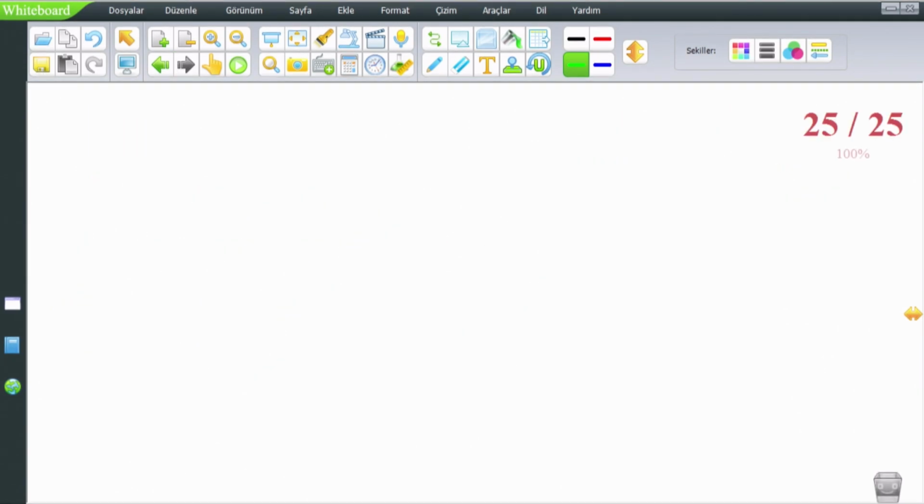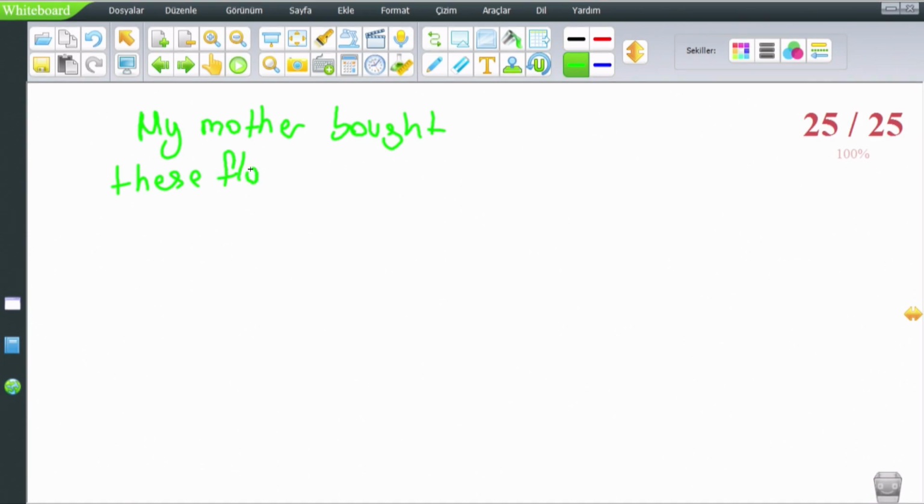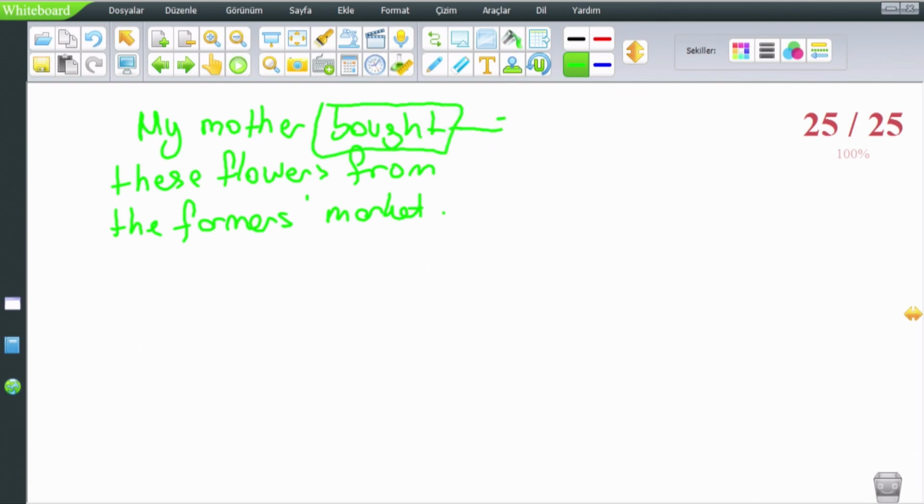Let's continue with examples. My mother bought these flowers from the farmer's market. In this sentence, we have an irregular verb, which is bought. And the verb 1 form is buy.